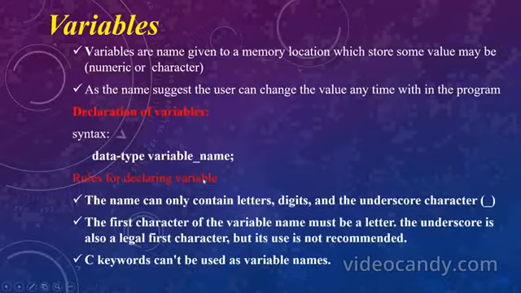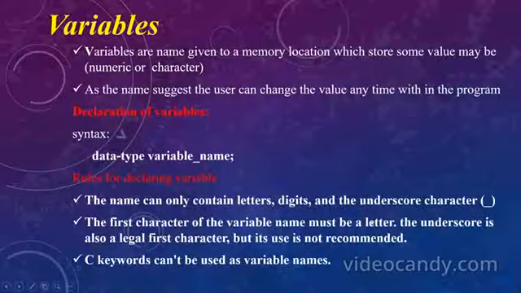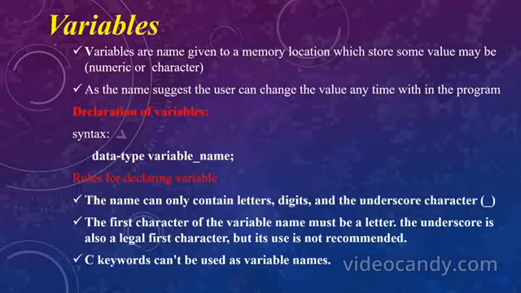So there are certain rules for declaring the variables. I have written that variable underscore name. You can give any name to this, but there are certain rules we need to follow. The name can only contain letters, digits, and underscore. So the variable name can only contain three things, either letter, digit, or underscore. The first character of the variable name must be a letter. The underscore is also allowed, but we should avoid it. C keywords cannot be used as a variable. So these are certain rules which we need to keep in mind while declaring a variable.